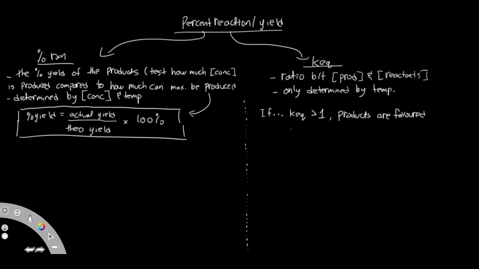So if KQ was then less than 1, what would happen? It would be the opposite. The reactants are favored, because obviously the denominator would be larger.